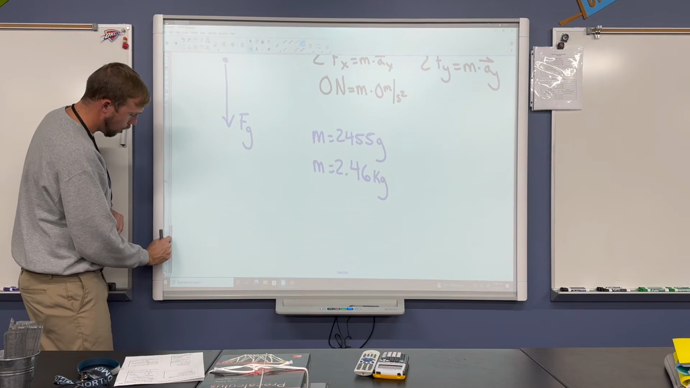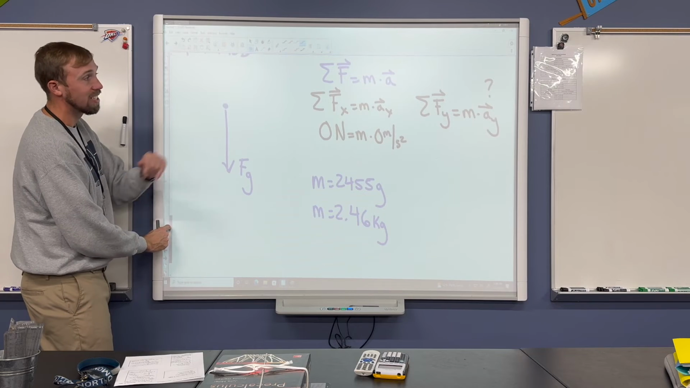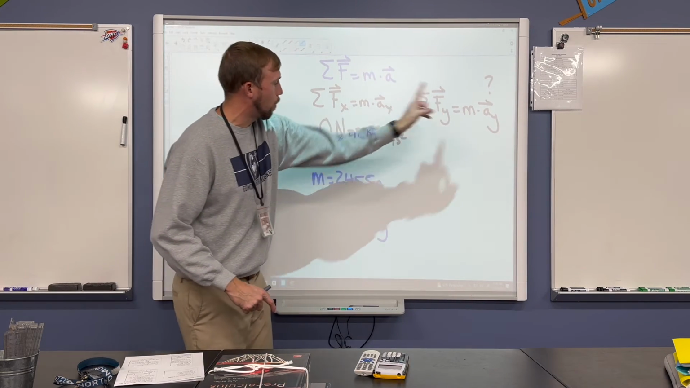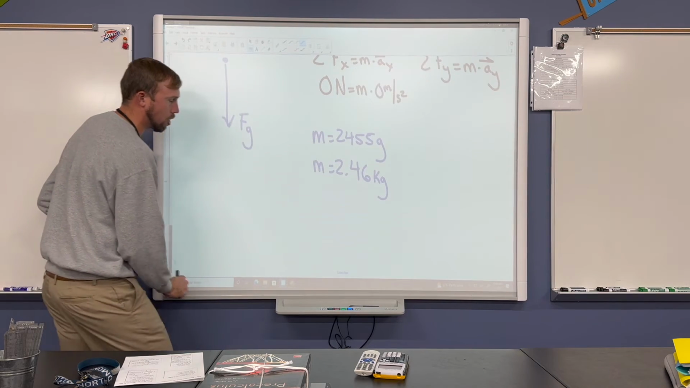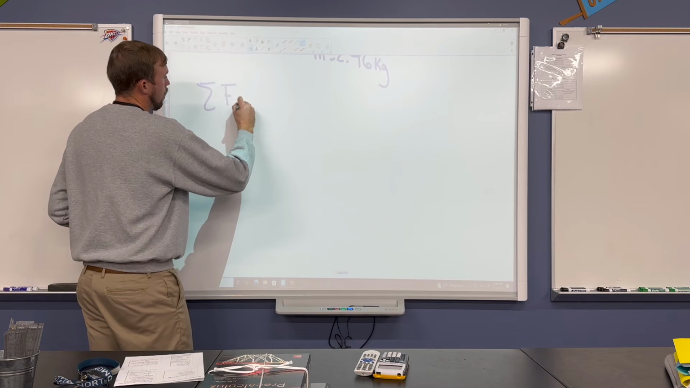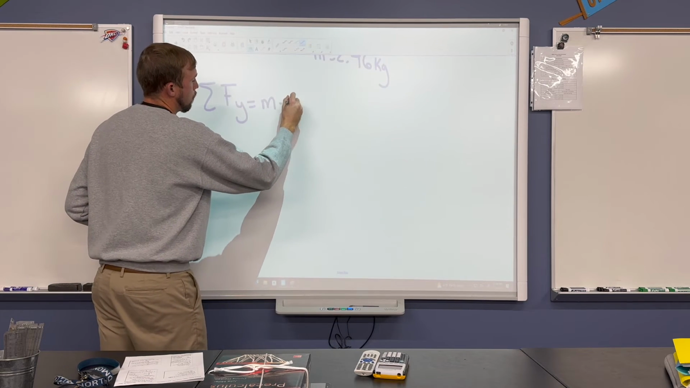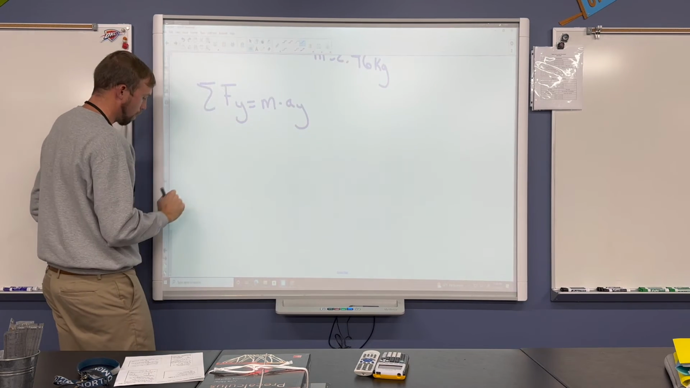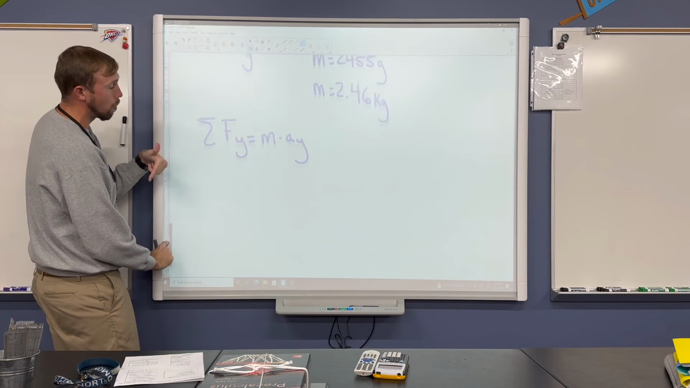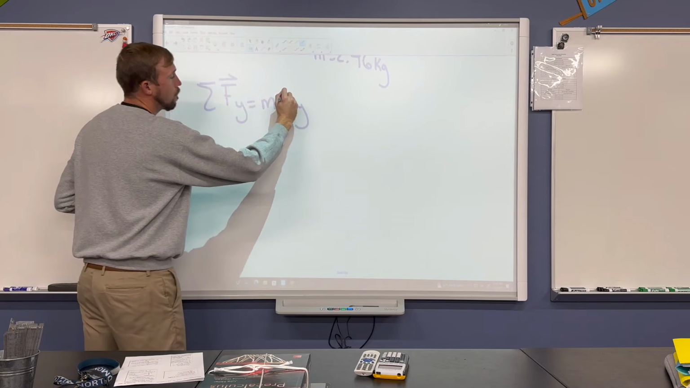Now what I want to try and do is solve for what my acceleration is going to be. Using Newton's second law, I'm going to pull this equation down here and write it down again just so I've got it. The sum of forces in the y direction is equal to my mass multiplied by my acceleration in the y direction. Now I've just got one force, and that is the force of gravity, and it's going downward. Remember, my forces are vectors.